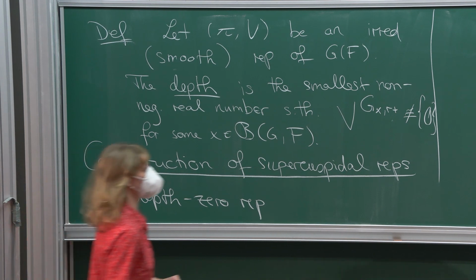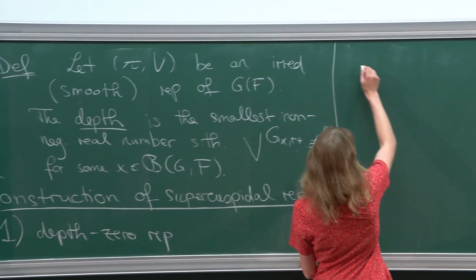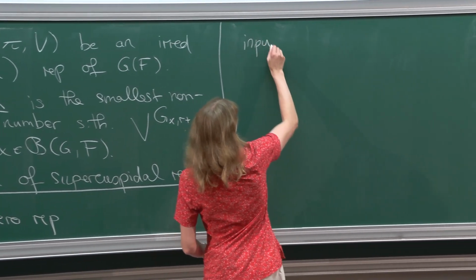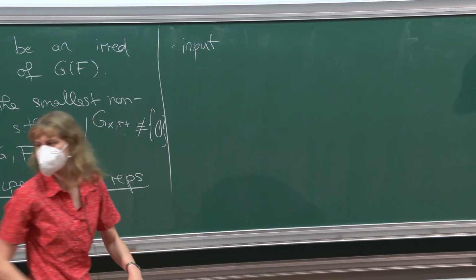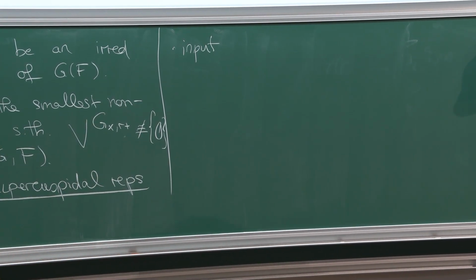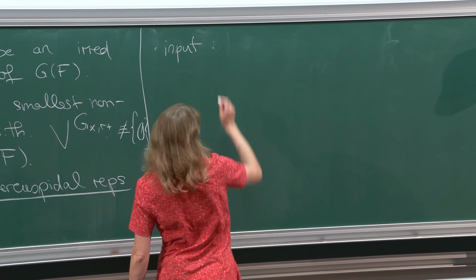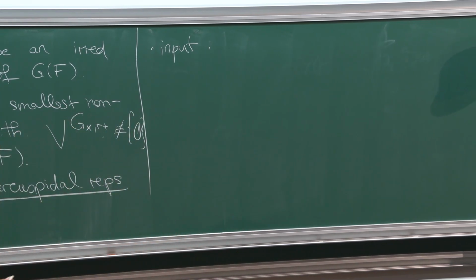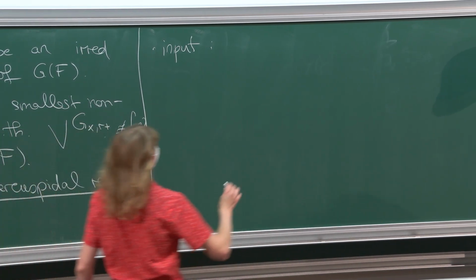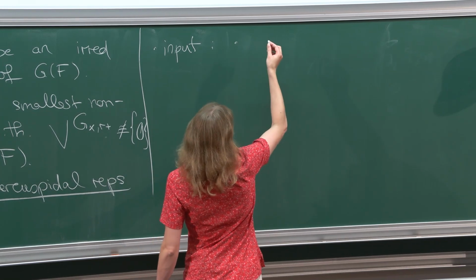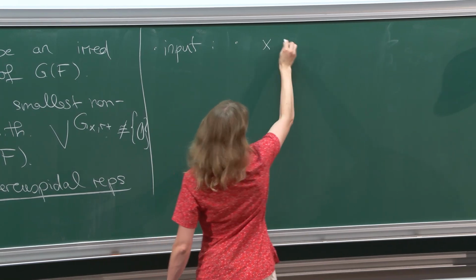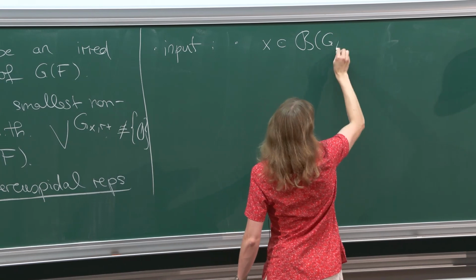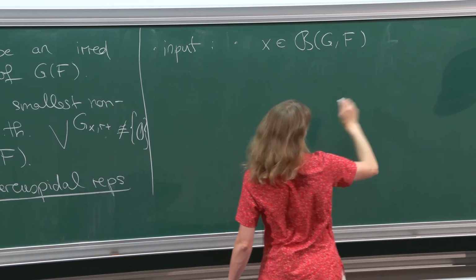All right, so let's talk about the depth zero representations so that you see a first example of representations. You actually have already seen some in Vitek's talk, a special case. So what is the input for depth zero representations? The input is the following. So we take a point inside the Bruhat-Tits building of our group that is a vertex.